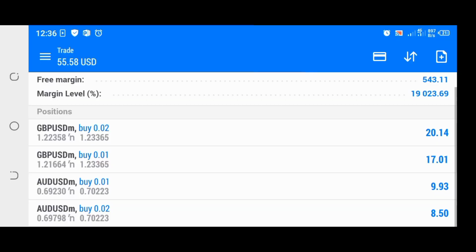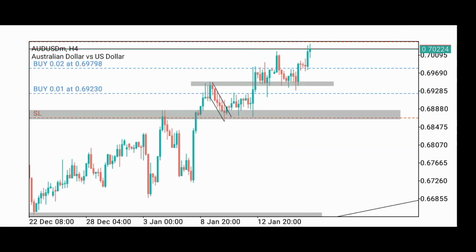Hey, so right now we are looking at the AUD/USD. Without wasting any time, let me get you guys into the breakdown, but fast.